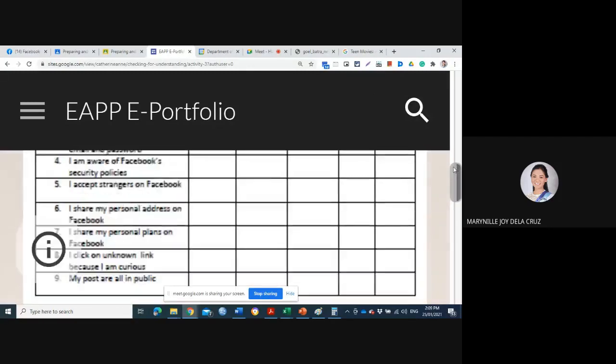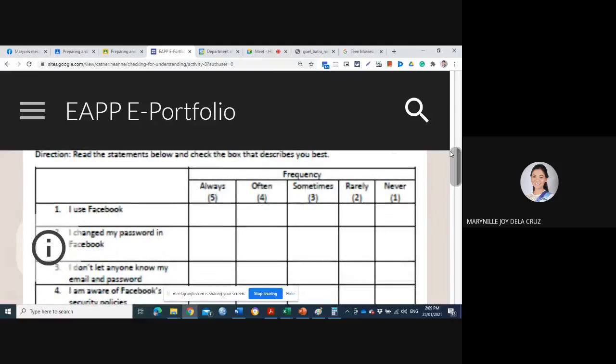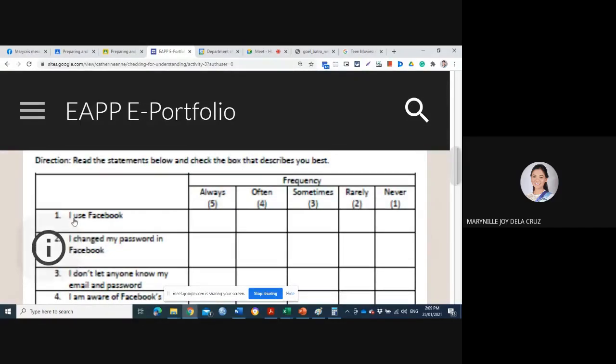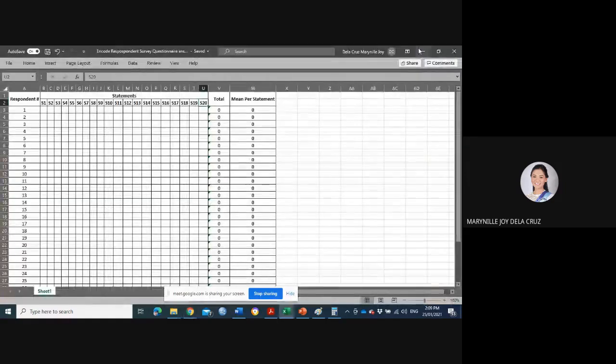So, you answer by checking each individual statement. For example, I use Facebook. Sometimes, often, always, never. Check which is appropriate. Okay. So after that, for example, once they finished, we gather some data. They were able to answer.